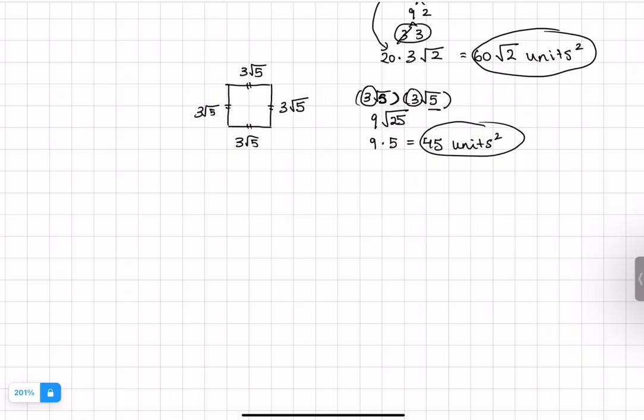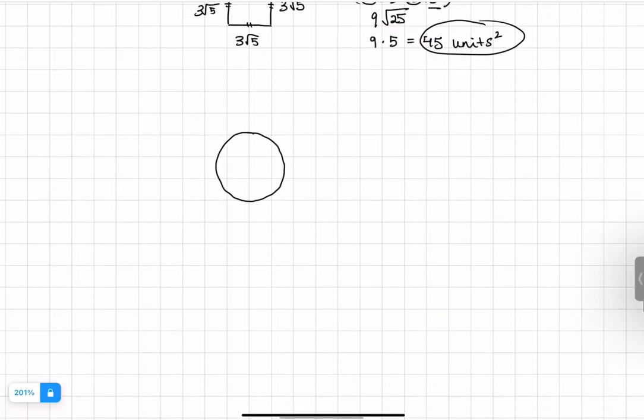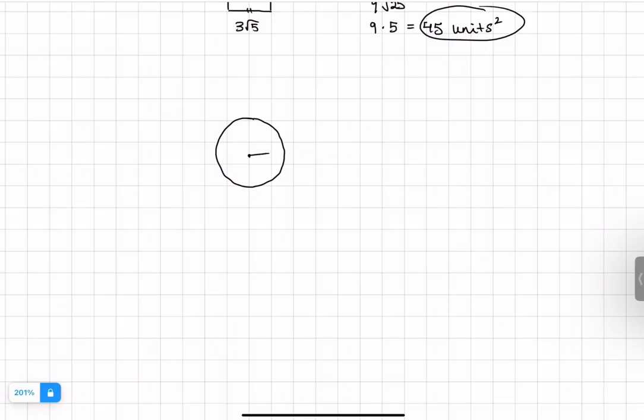Going on to a circle. From the center to the end in a straight line is the radius, and the radius of this circle is root 2. The area formula of a circle is pi r squared. Let's leave this in terms of pi. So area equals pi times root 2 squared.